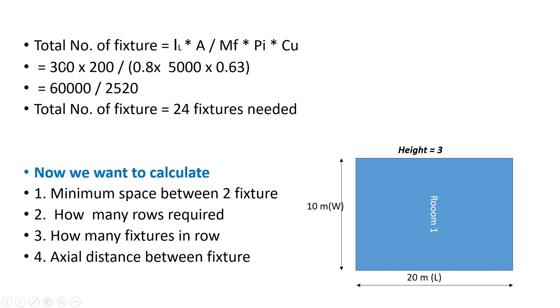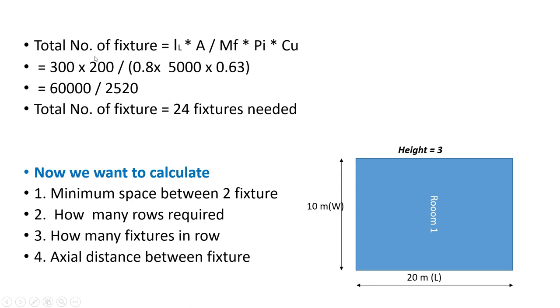Total number of fixtures equals 300 into 200. 300 is the lighting lux required for the room, and the area of the room is 200, multiplying length into width. So maintenance factor 0.8, total light output 5000, and the correction factor 0.63. Then I got the value. The total number of lighting fixtures required is 24 fixtures needed to meet this 300 lux level in the substation room.